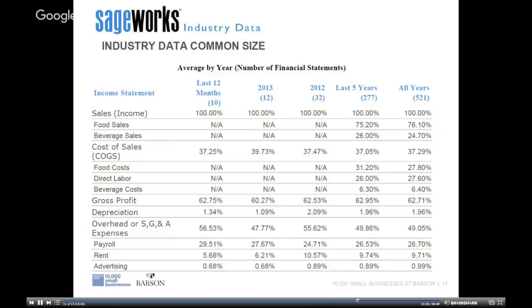Each of you will be asked for your NAICS industry code and then provided with a complete SageWorks report customized for your industry, size, and geographic location.